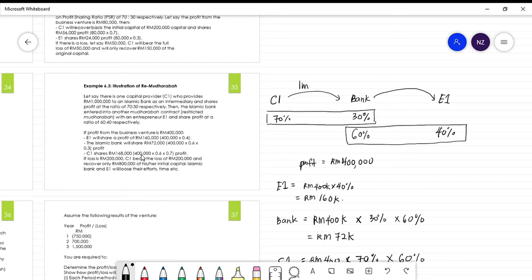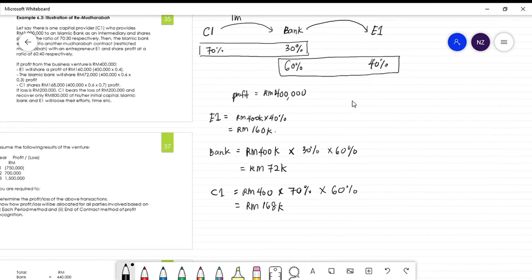See, 400K times 60% profit from the bank's second mudharabah earlier, and then 70% is the first profit ratio, or the first mudharabah's pre-agreed ratio here, 70 and 60. So now you know how you have to calculate each party's profit accordingly. Okay, hopefully you understand the calculation of C1's profit.